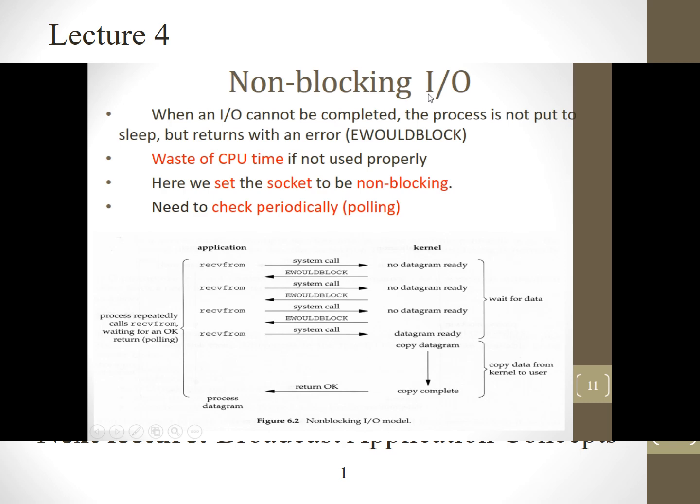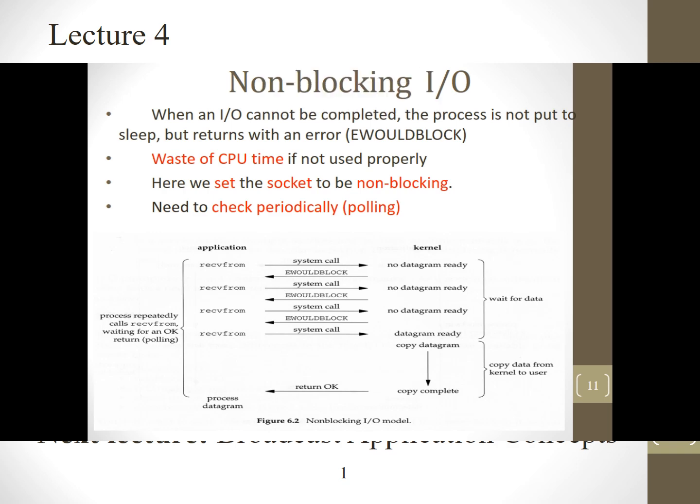And what we are doing is periodically, frequently checking, polling whether the datagram has arrived or not, until it arrives. So these few points we need to keep in mind: waste of CPU time, which is a very important point, and we are setting the socket to be non-blocking. We are looking for the datagram, whether it has arrived or not, periodically, meaning frequently, using the polling method.